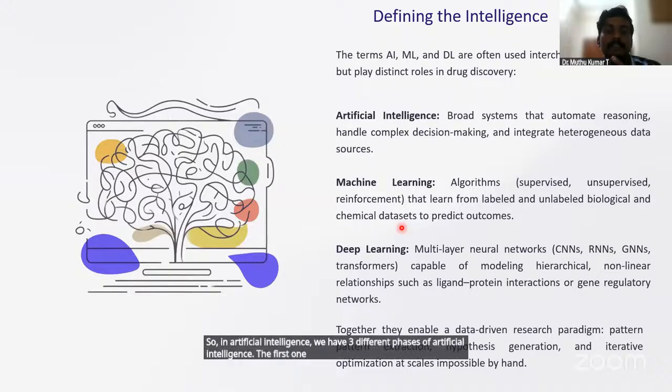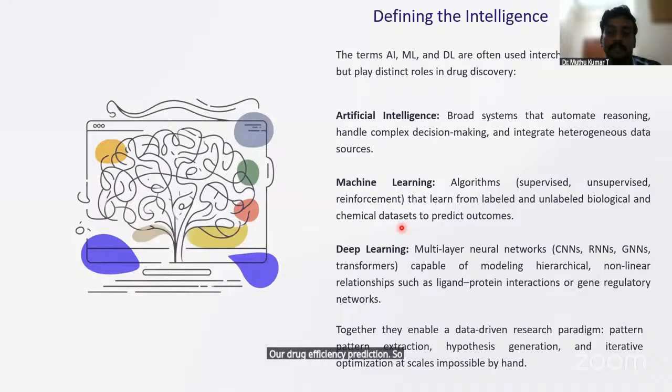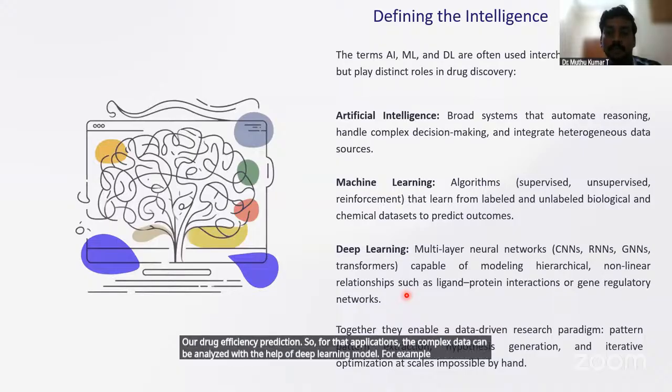The first one is the general artificial intelligence, like AI models. So we can call it an AI model. Then we have the machine learning based models, like simple algorithms that can read and predict simple functions. Then we have the deep learning model. Whenever you have complex data, like two sources of data, chemical data as well as genetic data, if you want to combine and analyze them for another application, let's say recurrence prediction or drug efficiency prediction, for those applications the complex data can be analyzed with the help of a deep learning model. For example, CNN, convolutional neural network, RNN, GNN, graph neural network, and so on.